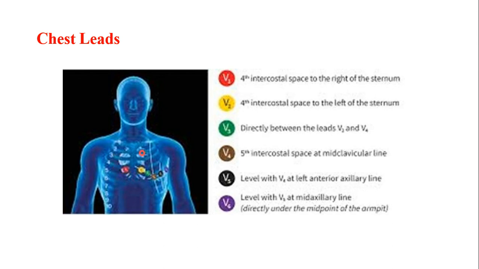So there are totally six electrodes which will be placed across the chest, apart from the bipolar and the augmented lead systems. These six are called the chest electrodes. So there are totally 12 lead systems: 3 bipolar, 3 augmented, and 6 chest lead systems to measure the ECG signals.